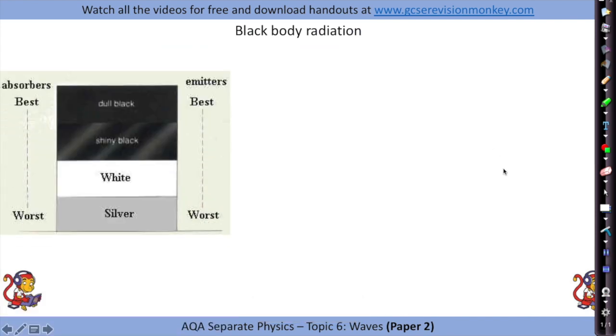Okay, black body radiation then. So black body radiation is to do with the colour of objects, and as you hopefully know, black objects, dull black objects, are the best absorbers of heat radiation. They're also the best emitters of heat radiation. Shiny silver being the worst absorber and worst emitter, but best reflector.